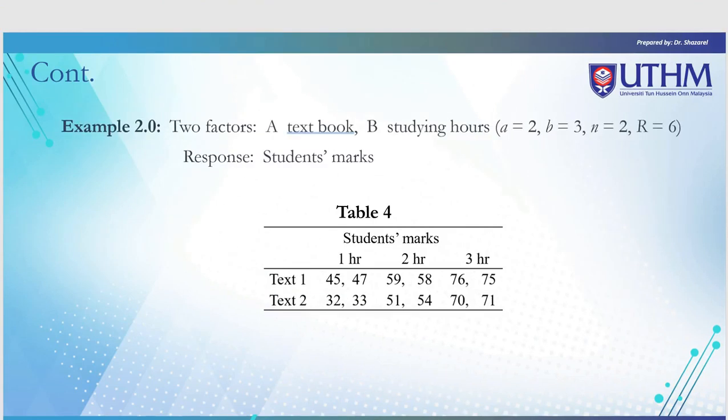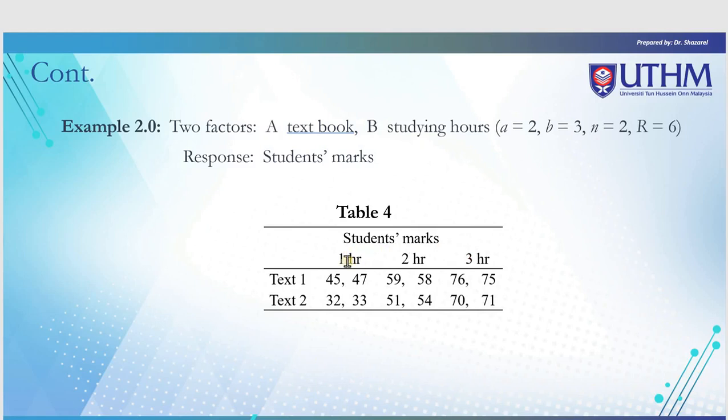Next example, there are 2 factors, which are factor A and factor B. Factor A is the textbook, and now we have another factor, which is the studying hours, represented by B, factor B. So we combine these 2 factors according to their levels. Just now we have 2 types of textbooks, and then we have the studying hours of the students, which is 1 hour, 2 hours, and 3 hours.